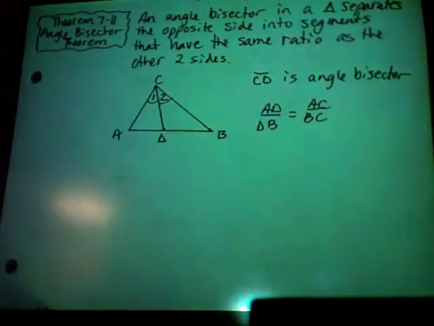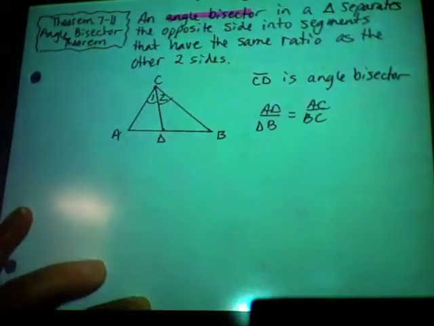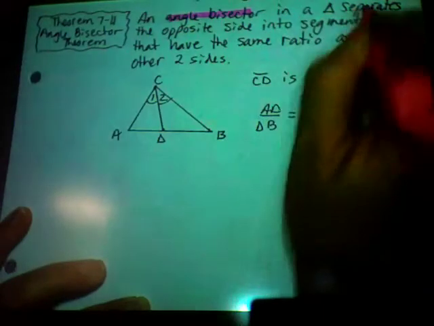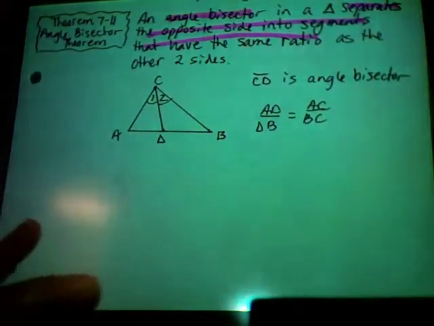So then this one says an angle bisector in a triangle separates the opposite side into segments that have the same ratio as the other two sides. So this one's slightly different. Because an angle bisector creates two triangles inside of a triangle. So the angle bisector is not necessarily proportional to the other angle bisector in the other triangle because they tend to be sides of those triangles. But what this is saying is the angle bisector separates the opposite side into segments that have the same ratio as the other two sides.